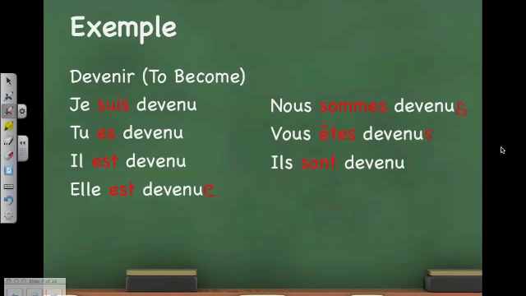Ils sont devenus is also plural, and so, once again, we add an S to the end of devenu. Elles sont devenues is also plural, but once again, because it's L, it means that it's also feminine, and so we add an ES to the end of devenu.